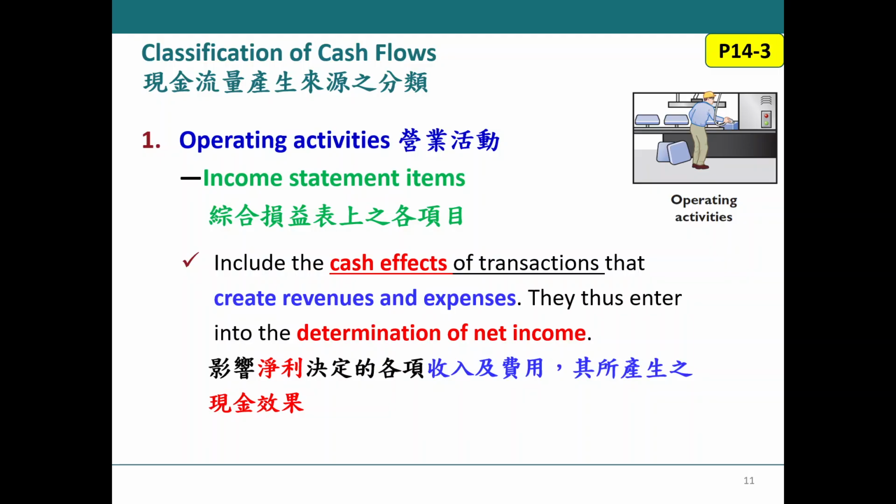So income statements, we have revenue and expenses. Based on revenues, we try to figure out cash inflows.